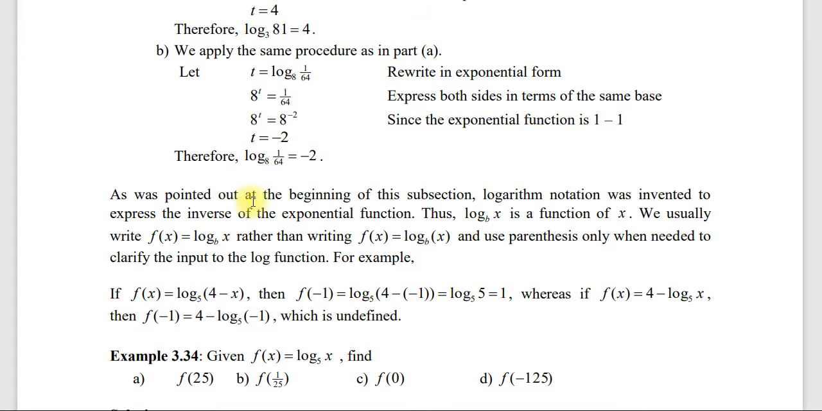As we pointed out at the beginning of this subsection, logarithm notation was invented to express the inverse of the exponential function. Thus, log x in base b is a function of x. We usually write f of x which is equal to log x in base b, rather than writing f of x which is equal to log of x in base b.